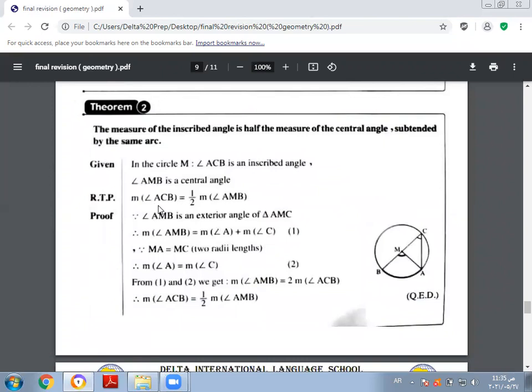Theorem 2: the measure of the inscribed angle is half the measure of the central angle subtended by the same arc. Given in the circle M, angle ACB is an inscribed angle and angle AMB is a central angle. We prove that measure angle ACB equals half measure angle AMB. Since AMB is an exterior angle of triangle AMC, then measure angle AMB equals measure angle A plus measure angle C. MA equals MC as radial lengths, so measure angle A equals measure angle C. From 1 and 2, we get that measure angle AMB equals twice measure angle ACB, then measure angle ACB equals half measure angle AMB.